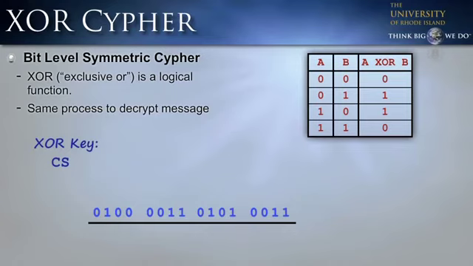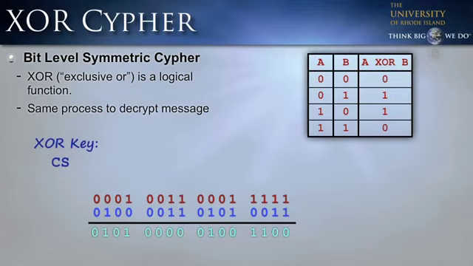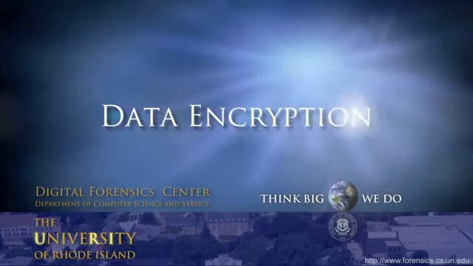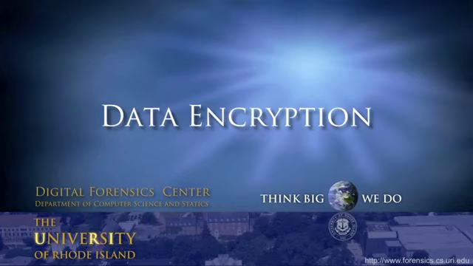Now, in order to decrypt an XOR cipher message, it's just the same process. We don't even have to reverse it because an exclusive OR will flip the bits that need to be flipped for us. We take our encrypted message and we do an exclusive OR with our key, and out pops the message. These are the two letters, P and L. Better encryption techniques will combine methods, and that's what we have with AES, or the Advanced Encryption Standard.